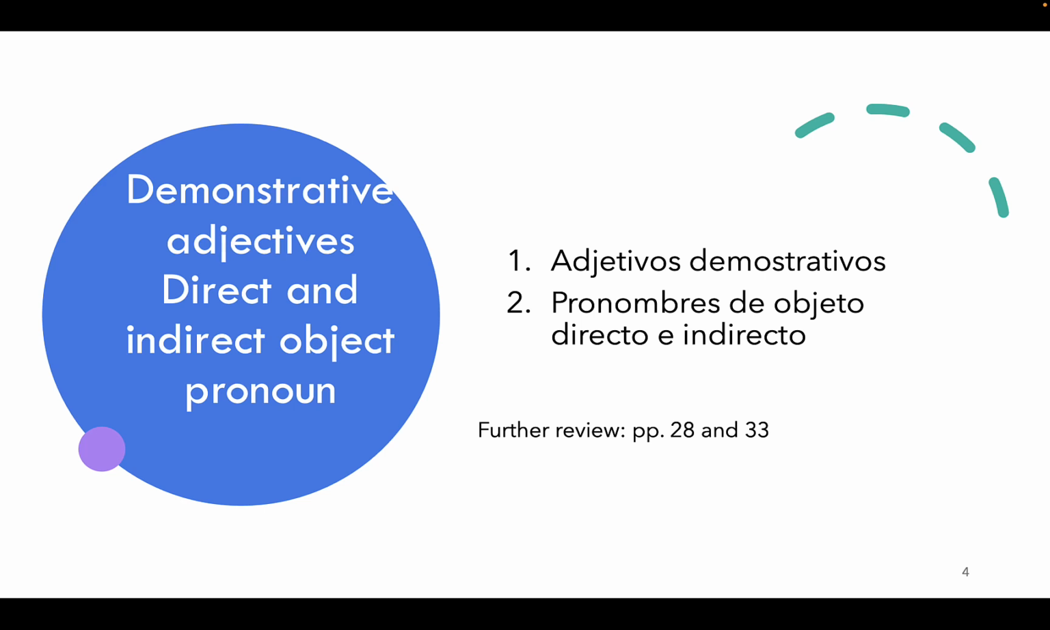We will also be talking about the direct and indirect object pronouns, pronombres de objeto directo e indirecto, which are frequently used in Spanish in order to replace an element that we have previously referred to. So that is to avoid repetition. Both of these elements are very briefly mentioned on pages 28 and 33 respectively. However, we also wanted to provide you with further information so that you can become even more familiar with them.